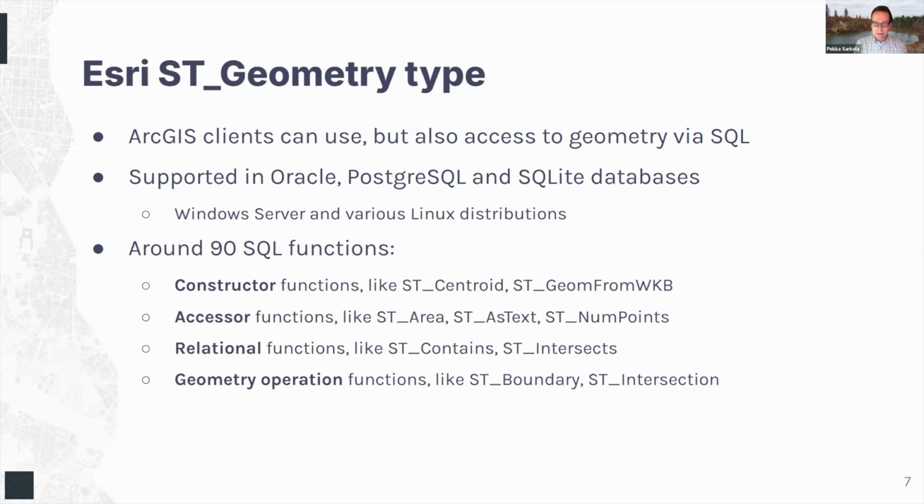Construction functions like ST_Centroid, returning the central point of a polygon, line or point; accessors like area and number of points; relational functions like contains or intersects; or geometric operations like boundary or intersection. I think PostGIS has over 300 SQL functions to manipulate geospatial data, so this is a subset of the PostGIS SQL functions, but quite nice, I think.